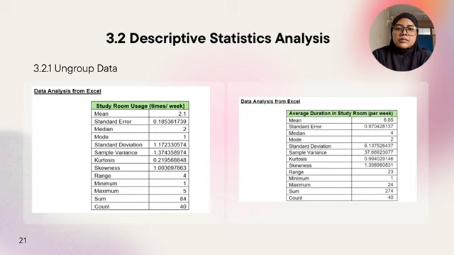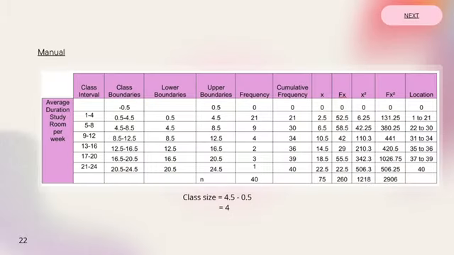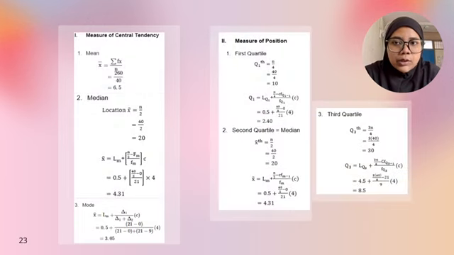For variance, we got 37.97. For skewness, we got 1.39, which is a positive value. So next, I will show the table we calculated by ourselves. Okay, so this is our calculation.